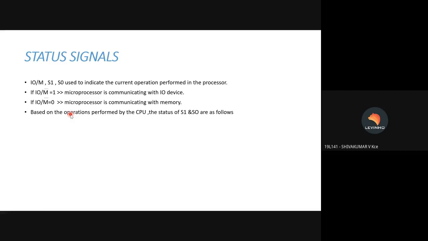Sir, you continue. Am I audible, sir? Yes, you are audible, Shivakumar. You continue. Okay, sir. I'm facing network issues, sir. Okay, Shivakumar.